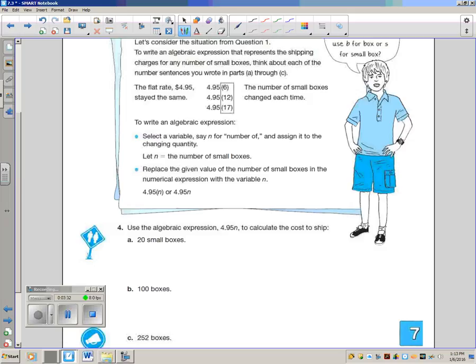Okay, so on the top of the next page goes over what we just did. $4.95 times 6, $4.95 times 12, $4.95 times 17. Another way to write this is $4.95, that's the cost of one box, you multiply it by n. Notice that the book put the n on the end of it. I put it on the front. It does not matter if you put it in the front or in the back. That's the commutative property. 2 times 4 is 4 times 2.